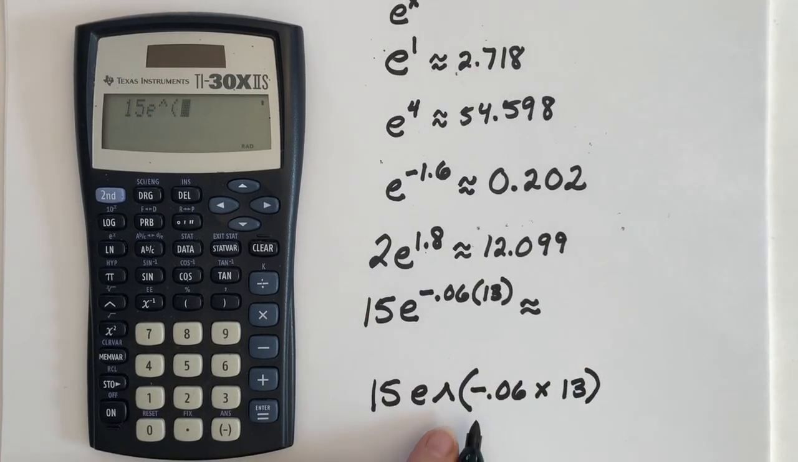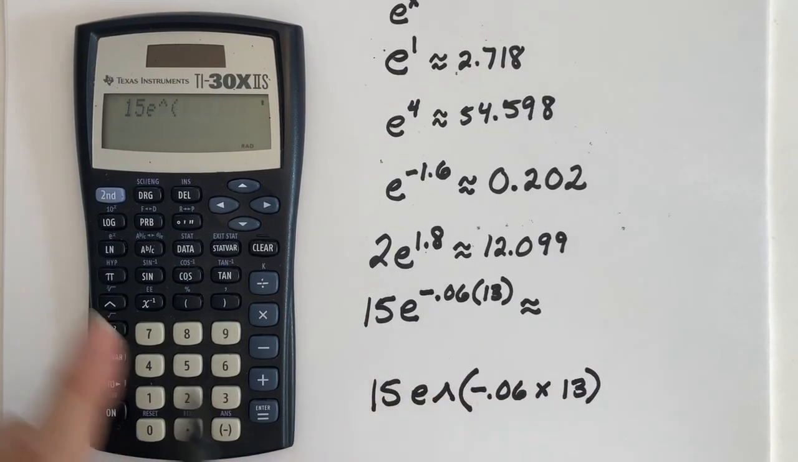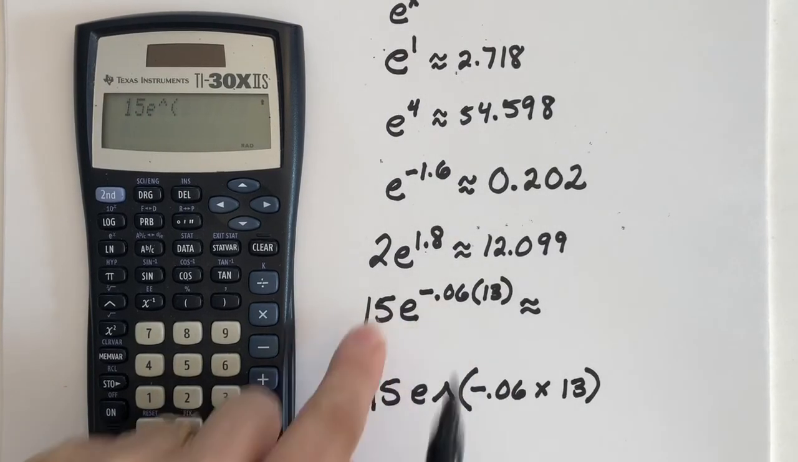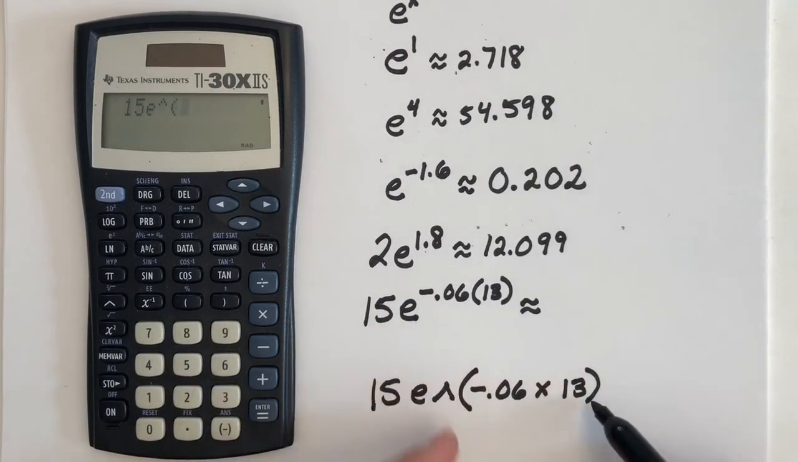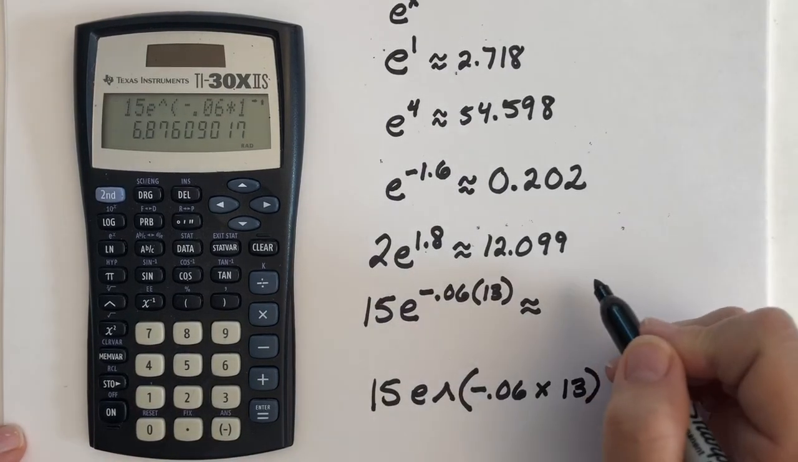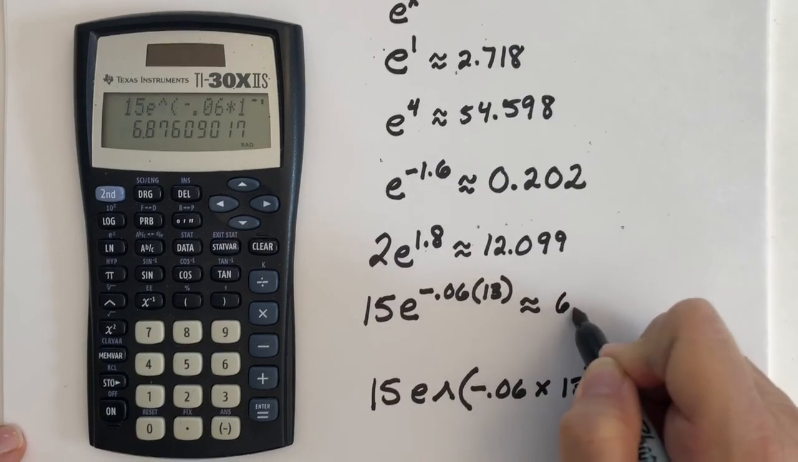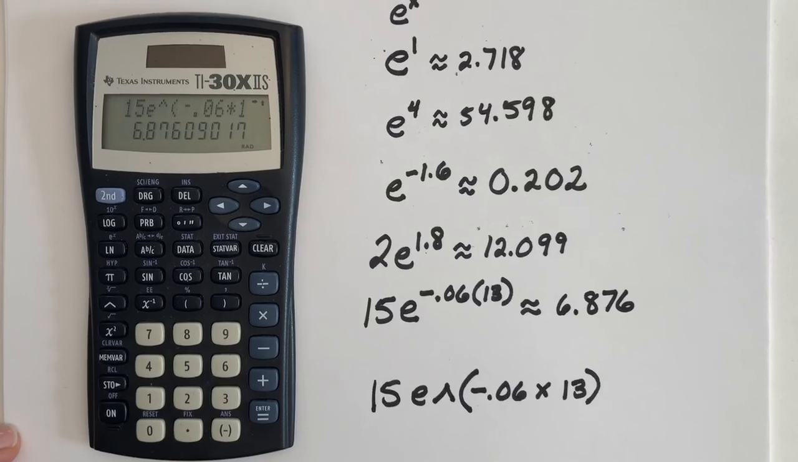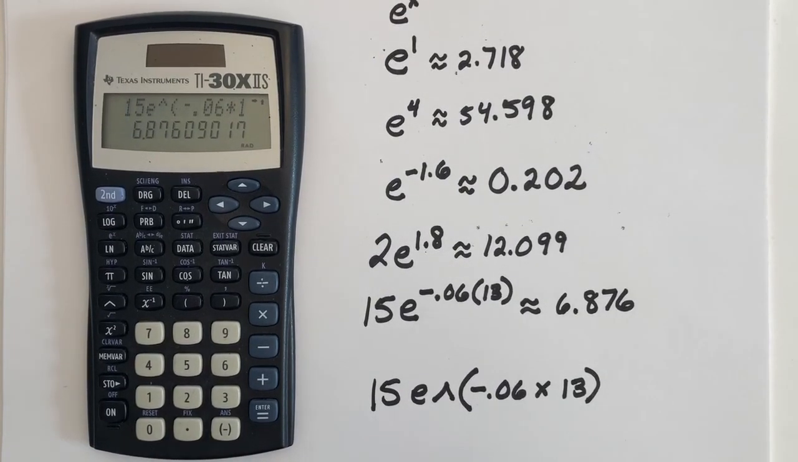So notice how the parentheses look when you're typing it into your calculator versus what they look like when you're looking at an expression on paper. The parentheses are around the entire exponent. So I have negative 0.06 times 13. Let me close those parentheses. And I end up with 6.876. I hope that gives you a start in practicing using your calculators with these exponentials.